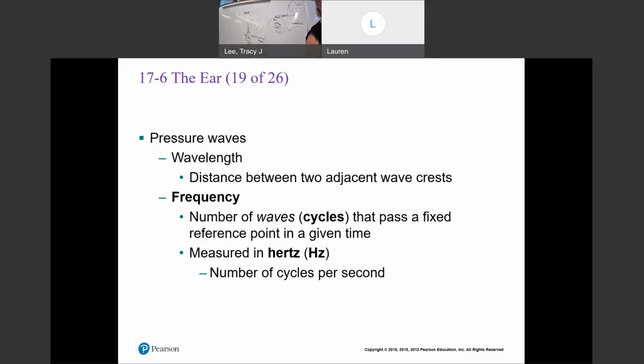Just a term you should know, frequency is the number of waves per cycle. Hertz is the number of cycles per second. So just kind of know those definitions. That's all you need to worry about.